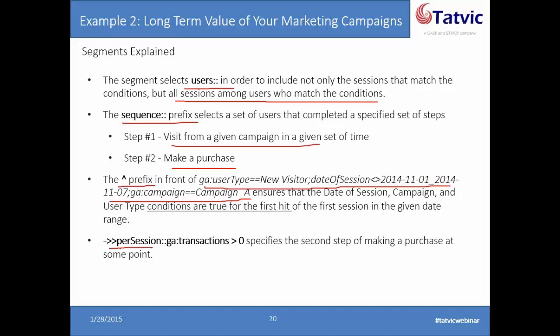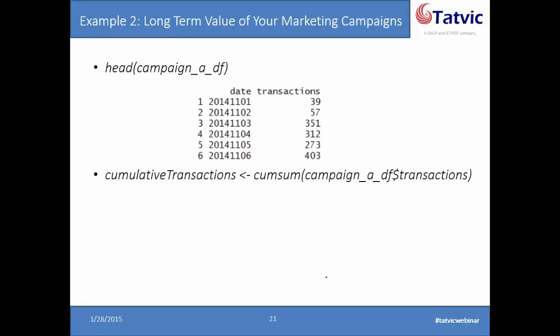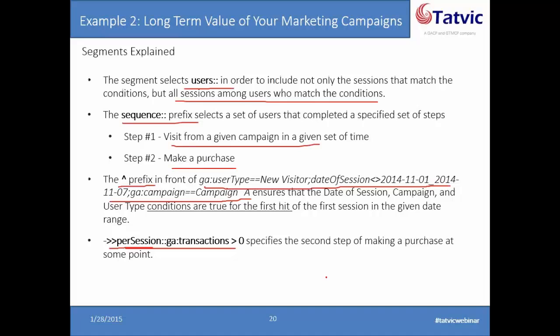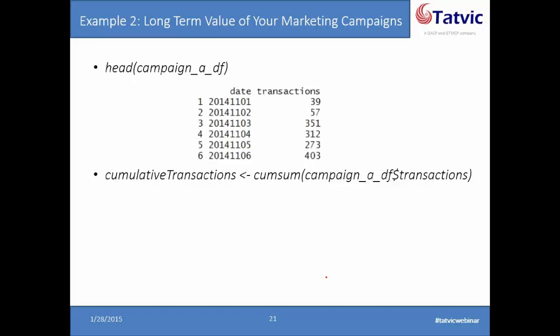And finally, the second step in the sequence is going to be then made a transaction. So we're just saying in some session, transactions was greater than 0, so made a transaction. So that's the segment. Definitely take some time to look at it, digest it, and certainly customize it for your own needs. So once we have this, we actually run two queries, one for each of two different campaigns to compare. It's possible that you might need to run this query more than once if you're looking to compare across multiple campaigns. So let's take a look at what the data looks like.